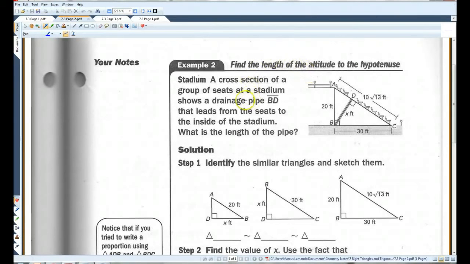A cross-section of a group of seats at a stadium shows a drainage pipe, BD, that leads from the seats to the inside of the stadium. What is the length of the pipe? Okay, so this is what we have. We have this triangle and an altitude drawn like so. So first thing we have to do, we have to separate these triangles. I'm going to take this triangle and flip it around so it looks like this. This triangle I'm also going to flip around so the right angle is on the bottom. And then the big triangle is already lined up for us. So triangle ADB is similar to triangle BDC, which is similar to triangle ABC.